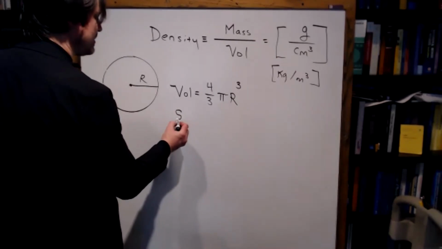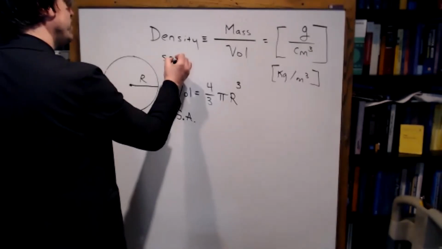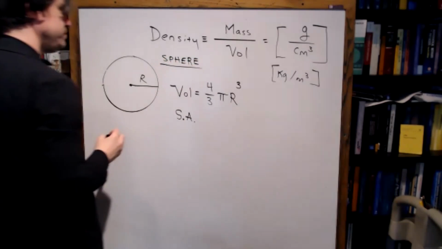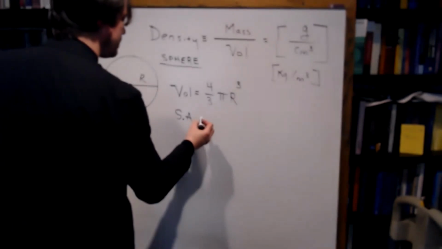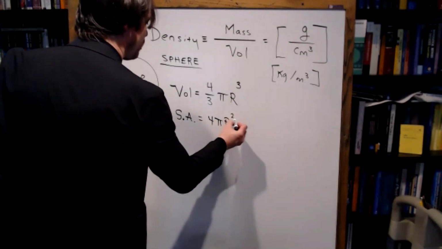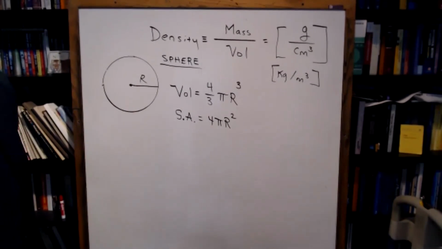Before I forget, I'd like to list that for you right now. So this is everything you ever wanted to know about a sphere. It has a volume of 4/3 pi r cubed. It has a surface area of 4 pi r squared. Those are some facts from geometry that I'm going to need to employ on you guys.